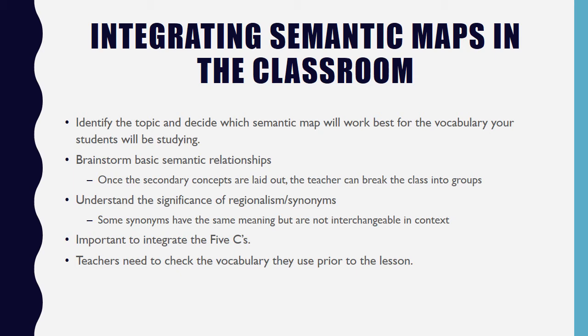You also have to make sure that students understand the significance of regionalism and synonyms, because some synonyms, as it was mentioned in the text, have the same meaning but are not interchangeable in text. And the example that was given is cold and frigid. So these words mean the same, but they're not interchangeable in context.